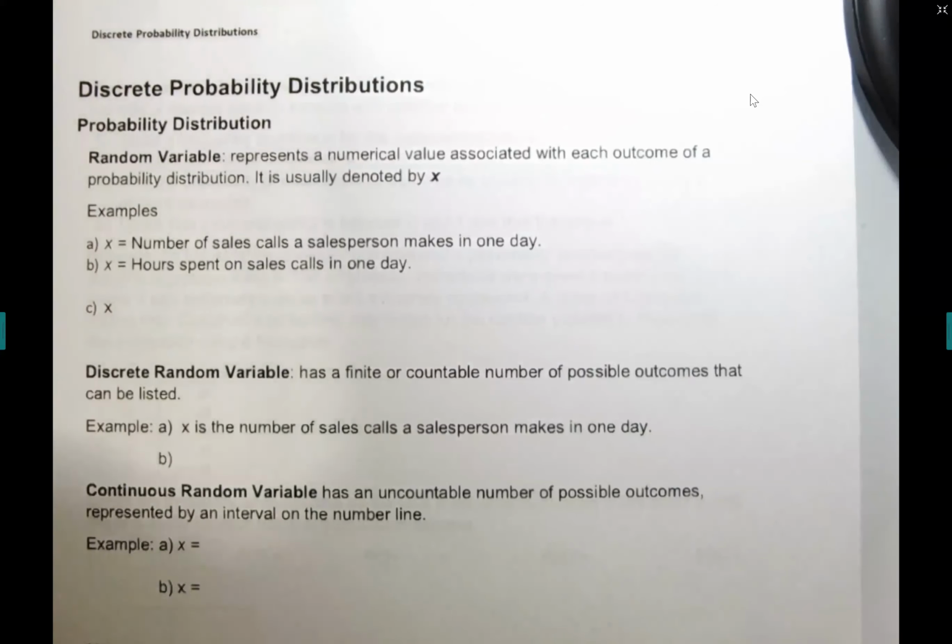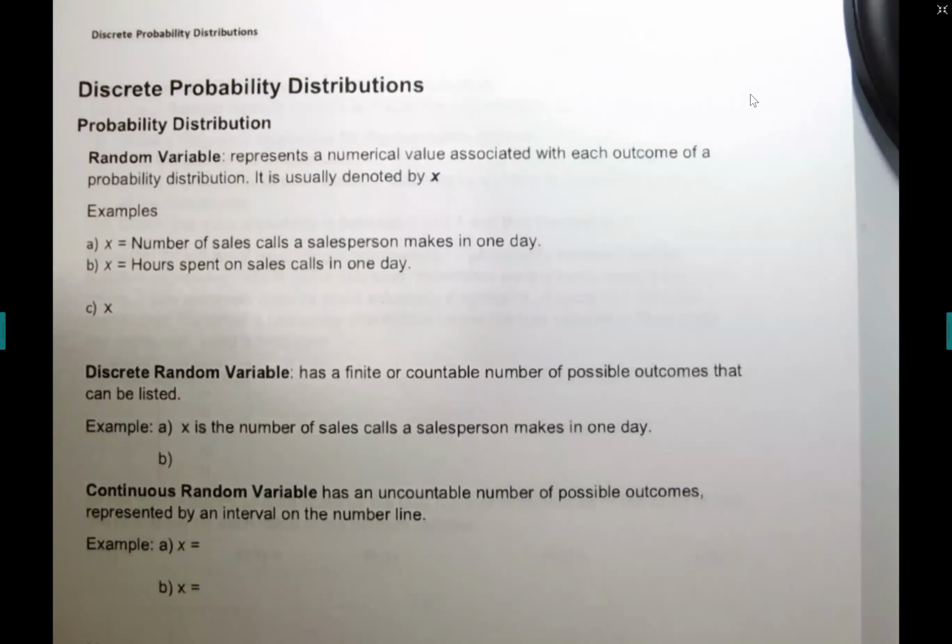Okay, so this is discrete probability distributions, chapter 4. We're going to give a few definitions, guys, before we get started, and I'll ask you to help me as well, once I give you the definitions, to help me come up with more examples.